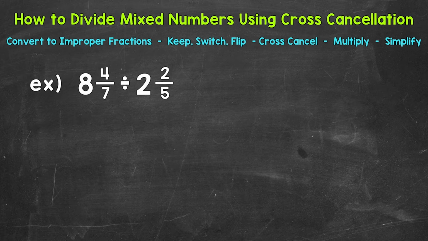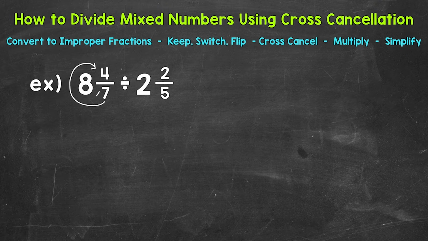Now the first thing that we want to do is convert these mixed numbers to improper fractions. That way we just have a numerator and a denominator, and we can move forward with our steps. So we'll start with 8 and 4/7. We'll start at the bottom and work our way to the top.